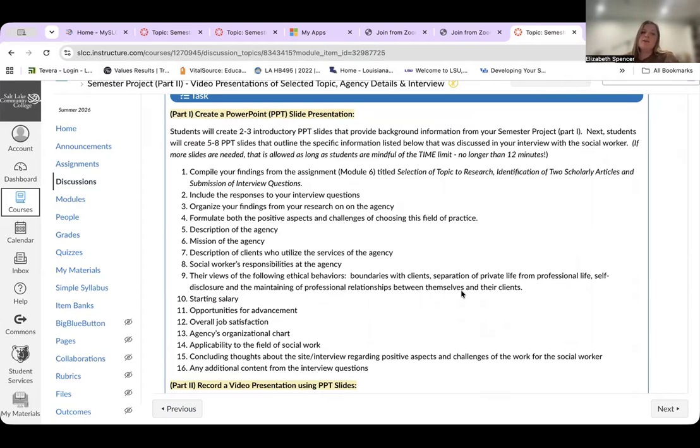So you're going to compile your findings from the assignment: the research topic, the two articles, and the interview questions. Okay, you should have already had all that done. And then you're going to include the responses to your interview questions.